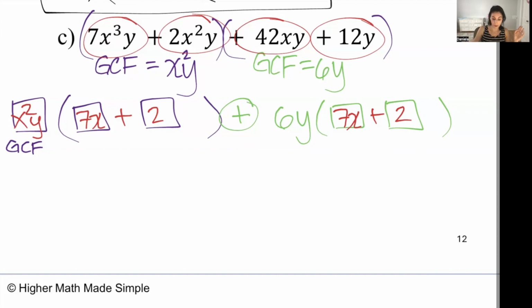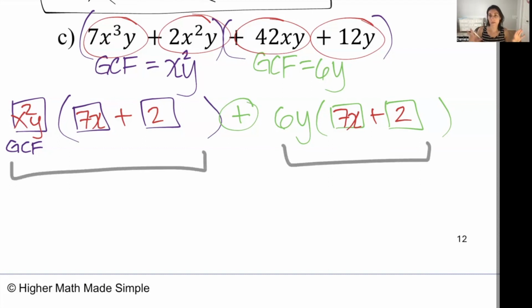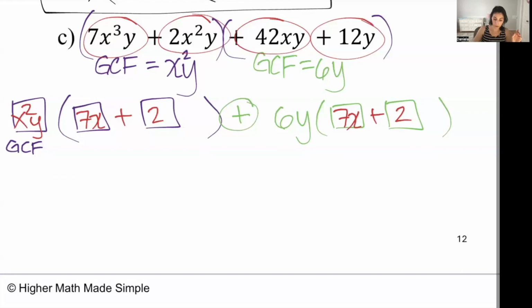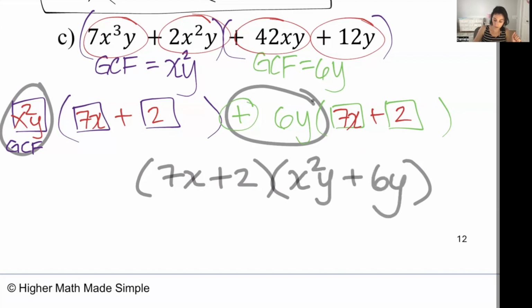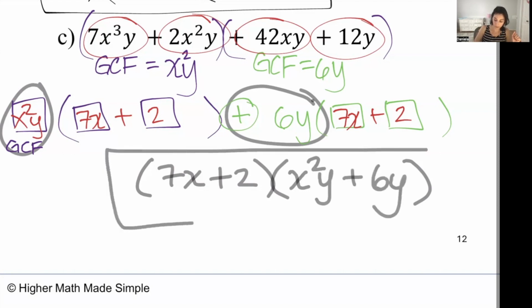So believe it or not, there's actually two terms here. So what's the GCF that both of those terms have in common? They both have a parentheses 7x plus 2. So a popular thing people do is they first copy down the matching parentheses, and what goes in the other parentheses, I like to circle it, it's whatever's left over. So x squared y plus 6y, and that is your final answer.